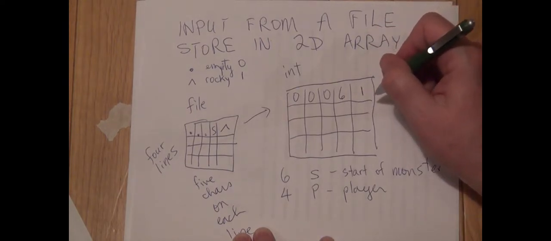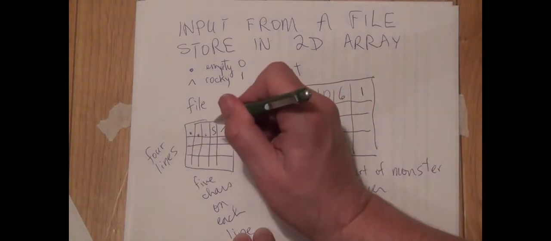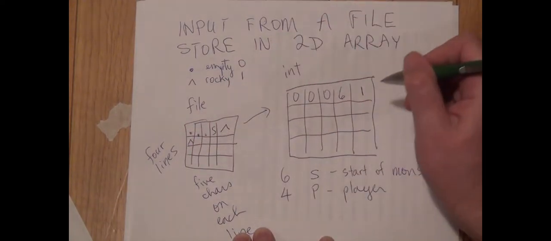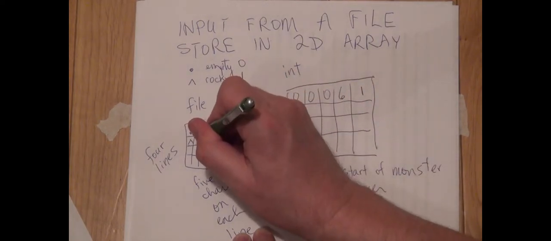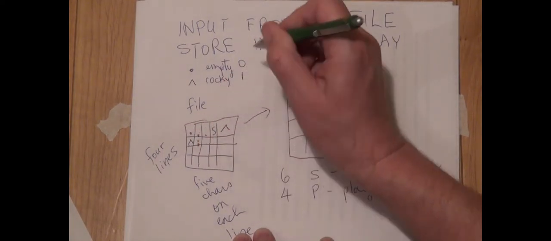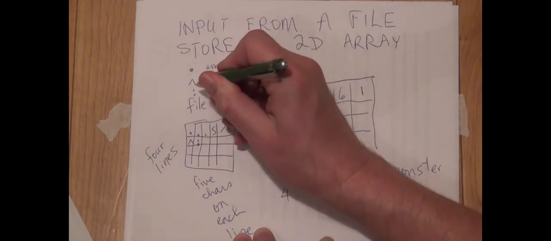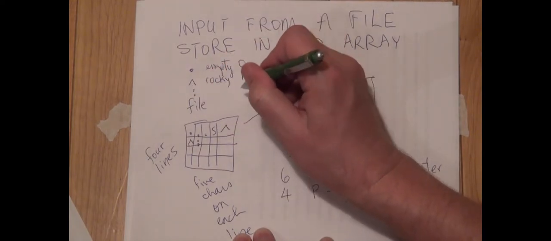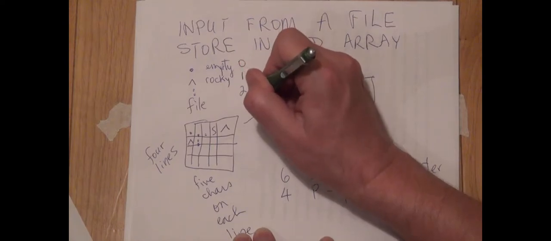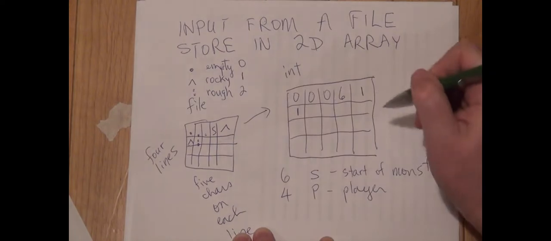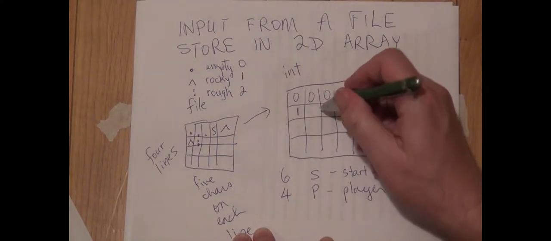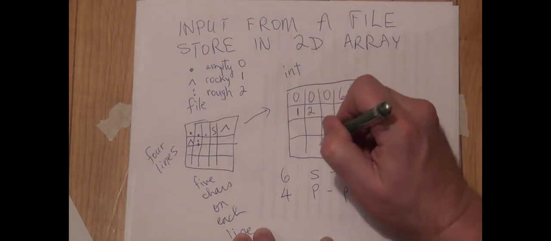And then we just move on and see what else we have. Perhaps we have another circumflex. Then we have another one. And then suppose we have a colon. Two dots, one above each other, a colon. We're going to make that into a 2. And that represents rough terrain. So we store the 2 next. And we proceed in this fashion.